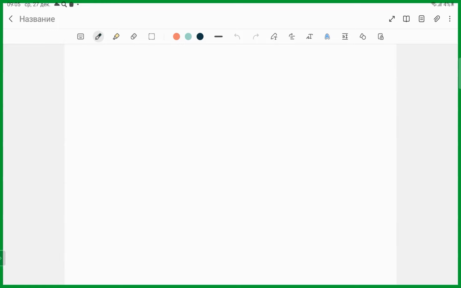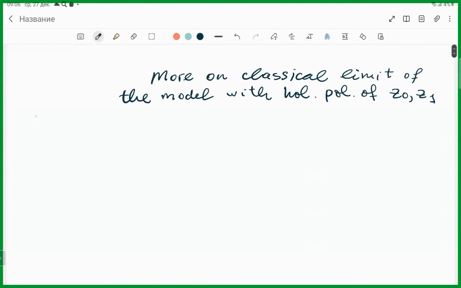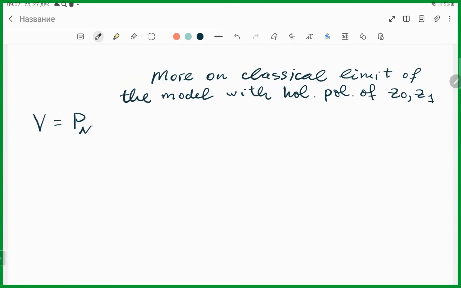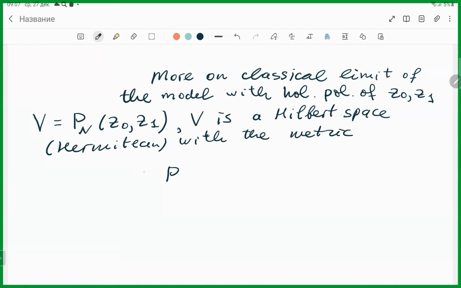So today I'm planning to tell you more on the classical limit of the model with holomorphic polynomials of Z0, Z1. Let me remind you that it was a model where we have the space of states V, that is a space of polynomials of degree n of Z0, Z1. V is a Hilbert space. It means that it is a Hermitian space with the metric P. I'll write it like this.